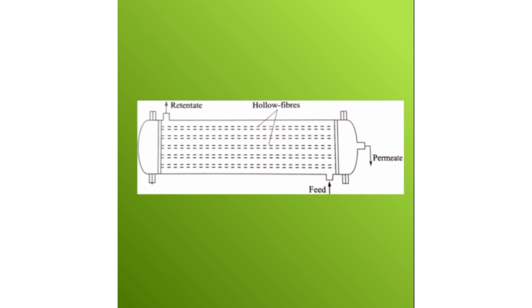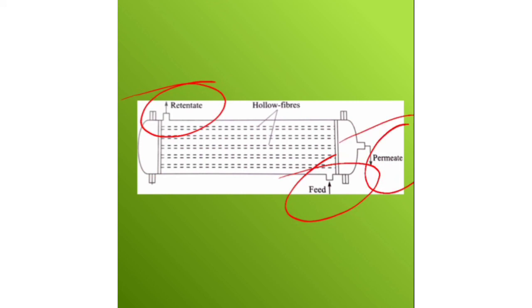See the picture of the hollow fiber module. Here the feed is entering, it passes through, and here we are getting the retentate and here we are getting the permeate. So the packing density of hollow fiber membranes is the highest. Okay, so I think this is clear to all the students. We will discuss some more details related to ultrafiltration, reverse osmosis and microfiltration, and with the help of some numericals also in the second part.